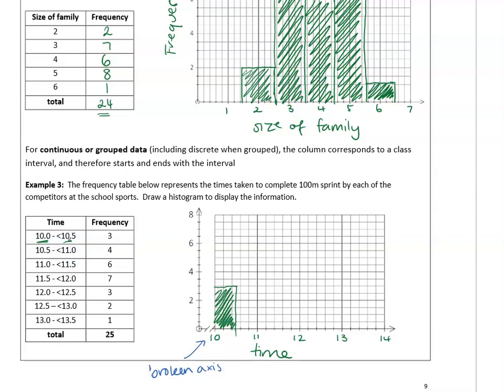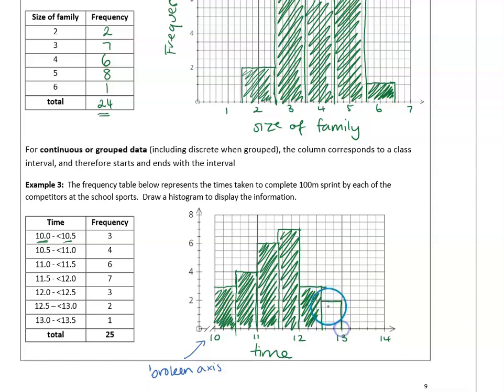So the next one here, so 10.5 to 11, we've got a frequency of 4. So bring that up and across. So finishing at 11, frequency of 4. And then continuing on. So again, if this is something you get, you've got your refresh, you can skip through a little bit. So 11 to 11.5, we've got 6, 11.5 to 12, I'm going up to 7, from 12 to 12.5, I've got a frequency of 3, and then from 12.5 to 13, I've got a frequency of 2. And from 13 to 13.5, a frequency of 1.